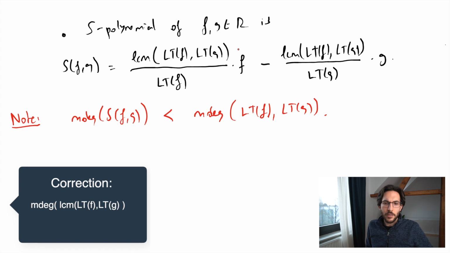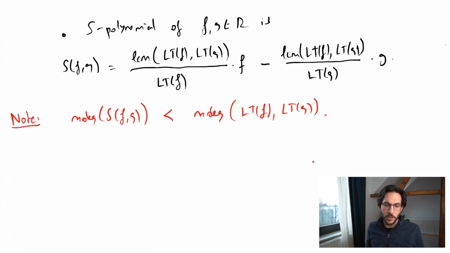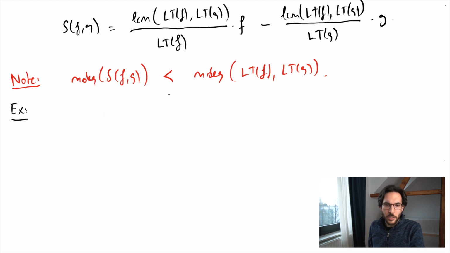Here you can see that the leading term of this expression will have the same multidegree as the least common multiple, same here, but they will cancel, so I will have something of multidegree strictly less. Here I'm assuming that we fixed a monomial ordering already. So let's do a simple example just to get a feel for this S polynomial.